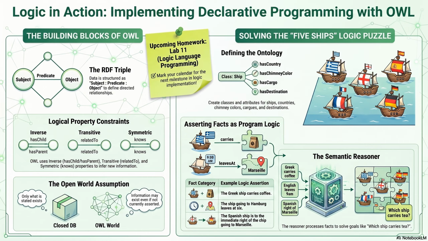Right. And the notes highlight this massive philosophical difference in how OWL reasoners approach data compared to standard SQL databases. Oh, yeah. This part is fascinating. Traditional databases operate on a closed world assumption. Yes. They use negation as failure. Right. So if a database doesn't explicitly contain a record saying you have a driver's license, the system inherently assumes you do not have one.